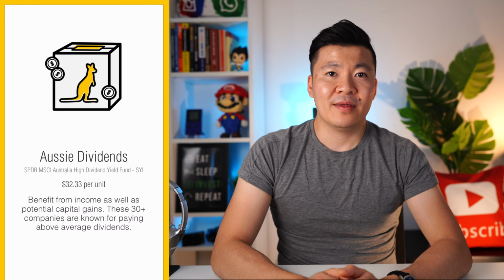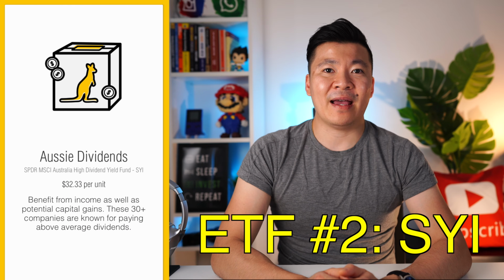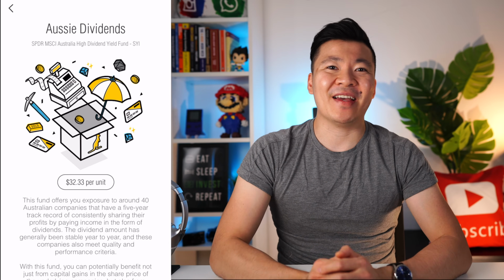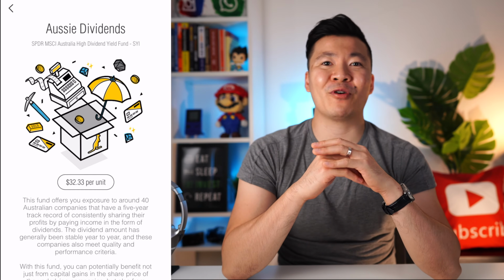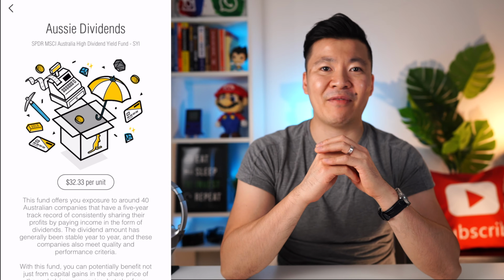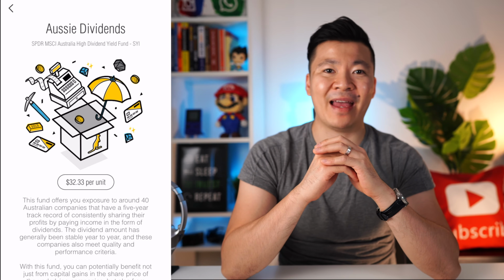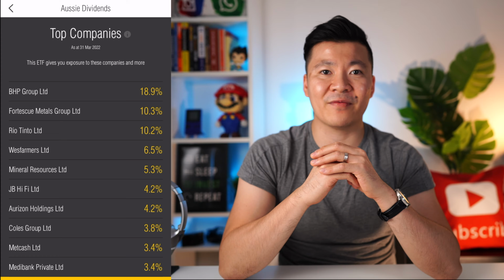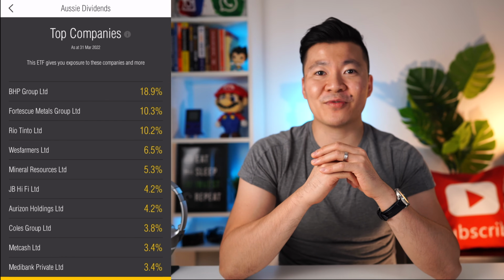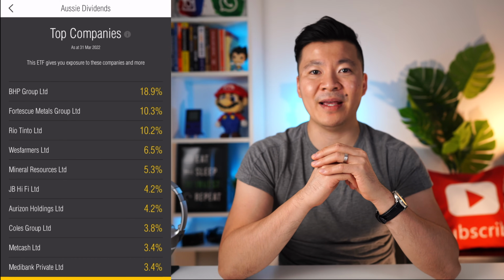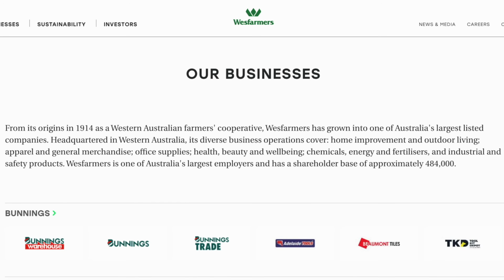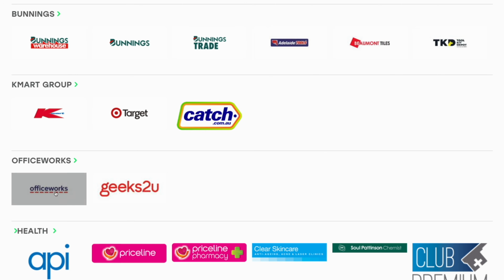The second ETF is SYI, which is the SPDR Australia High Dividend ETF. As the nickname Aussie Dividend suggests, this ETF offers exposure to approximately 40 Australian companies that have a 5-year track record of consistently paying dividends. If you scroll down, you can see the top 10 companies which make up 68% of the entire ETF. You will notice the largest 3 companies, BHP, Rio Tinto, and Fortescue Metals, are all mining companies which make up 38% of the ETF. Then you have some familiar names like Wesfarmers, who owns Bunnings, Kmart, Officeworks, and many other Aussie companies.